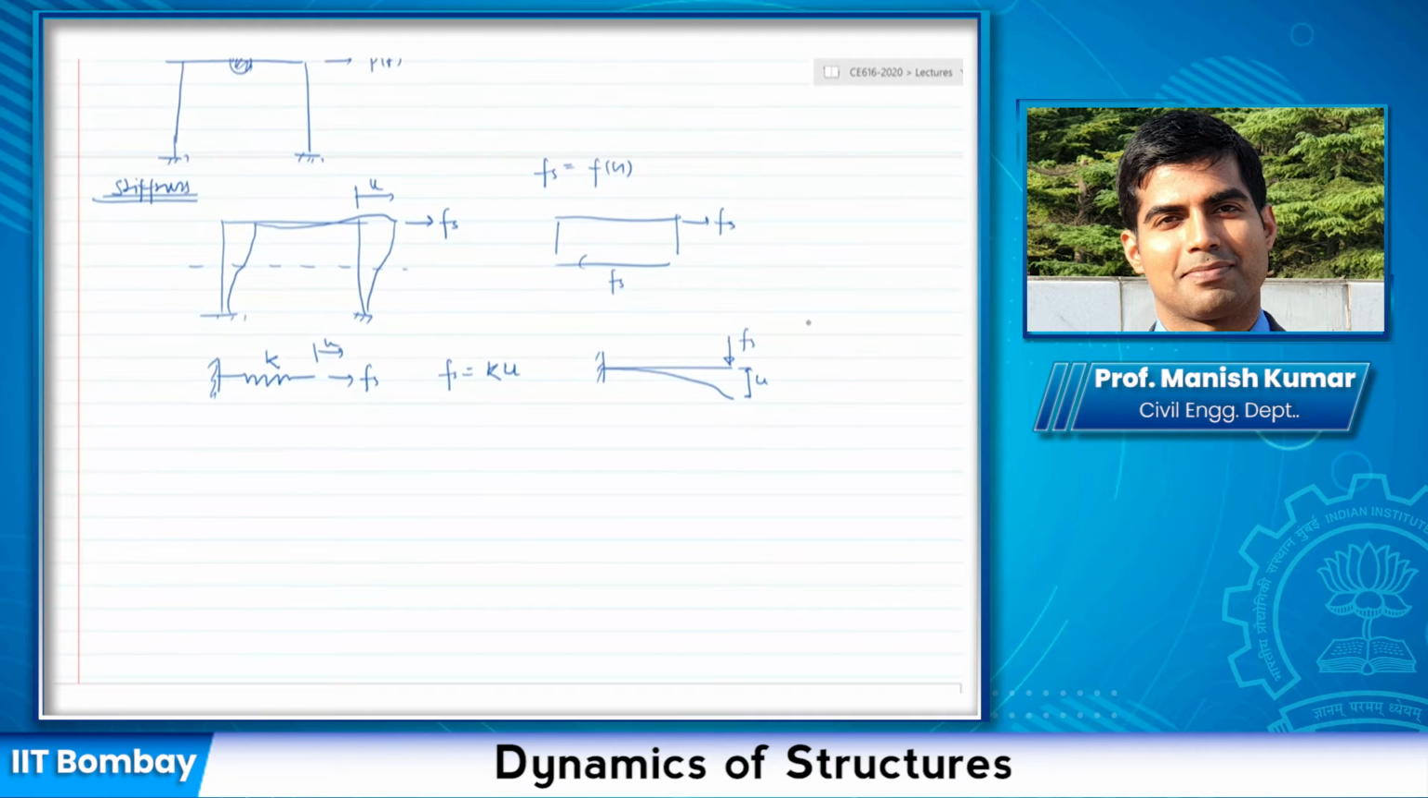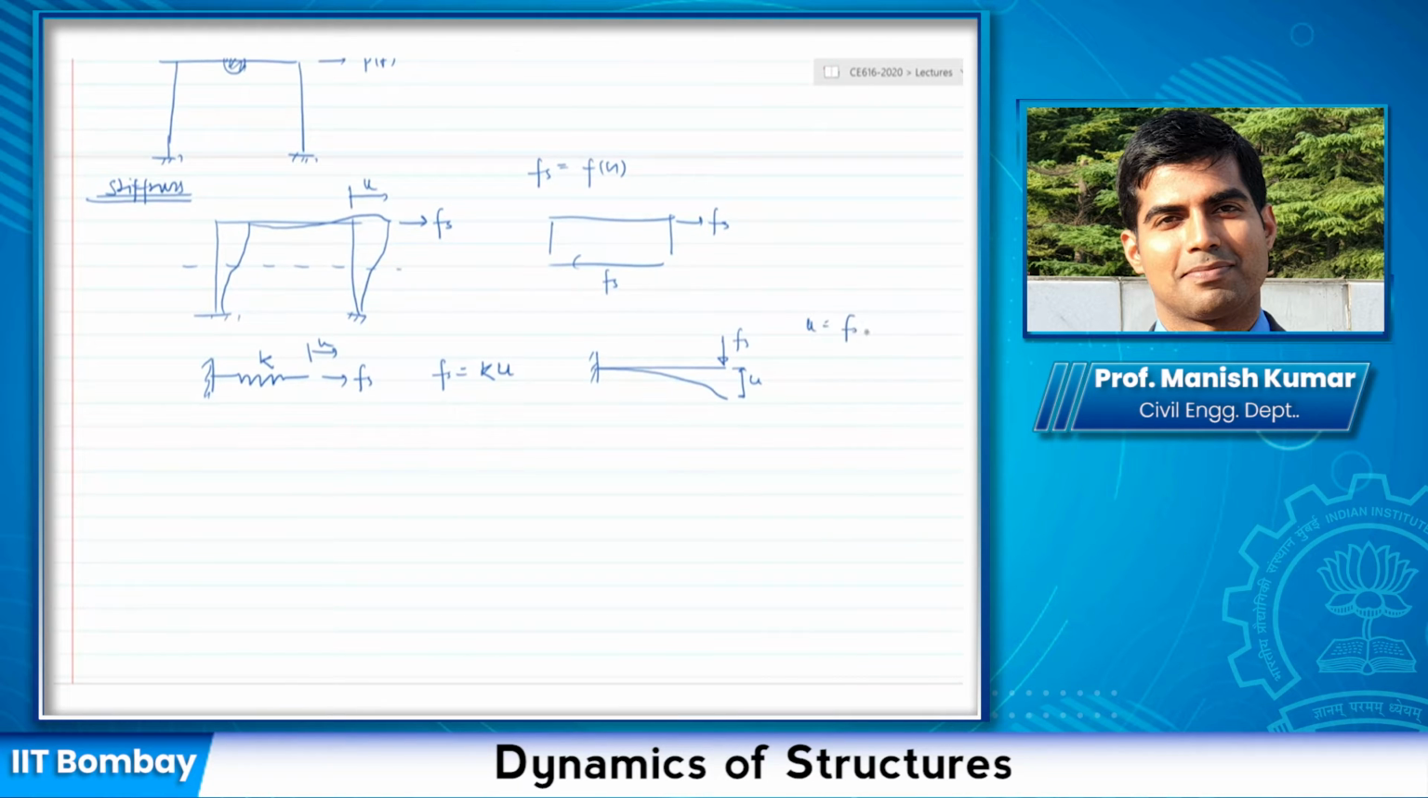U equals FL cubed by 3. Good. U equals Fs L cubed by 3EI. Okay. So this is the displacement or the deformation at the free end of a cantilever beam. Or can I also write this as Fs equals 3EI by L cubed times U. Can I do this? I've just rearranged the terms.